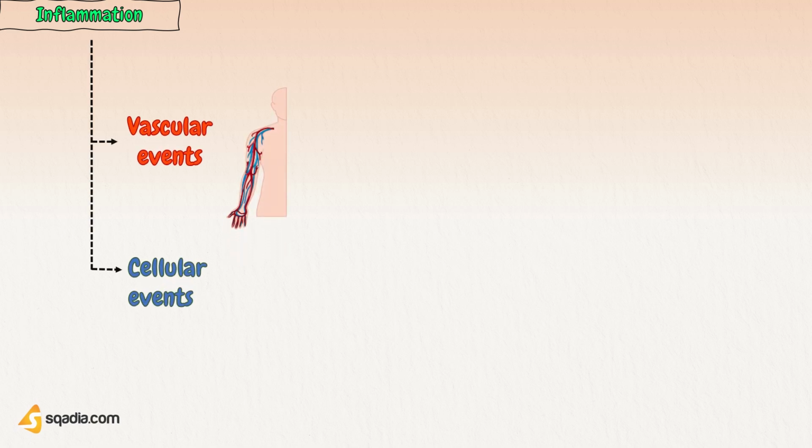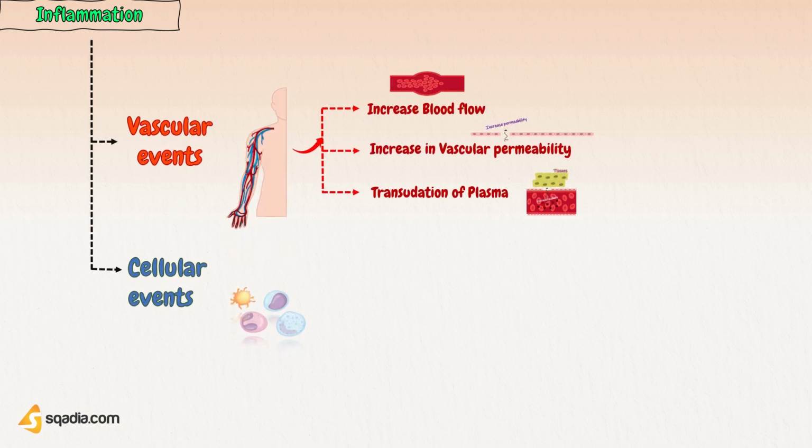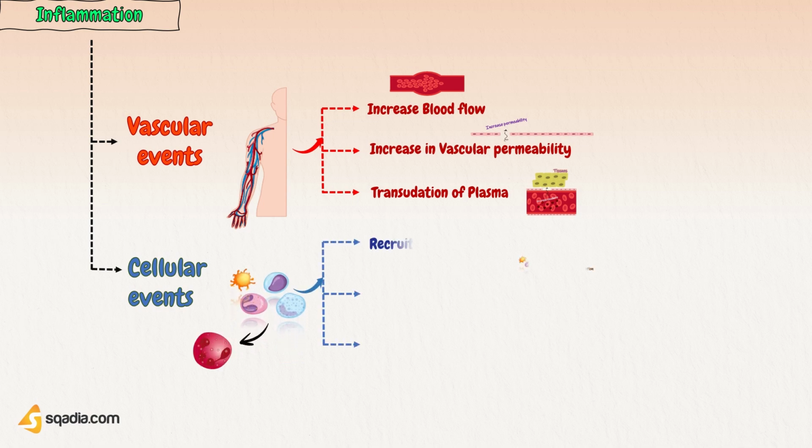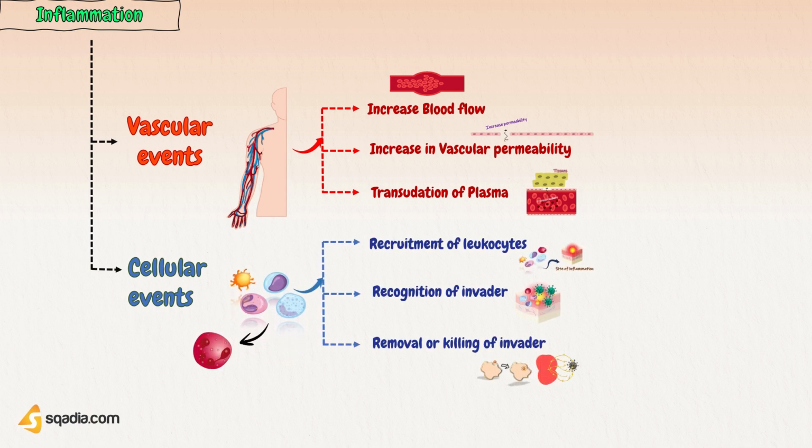The acute inflammation initiates two types of events, namely the vascular events and the cellular events. You can check out our video on acute inflammation and chronic inflammation in the immunology category to get an in-depth look into both these topics.